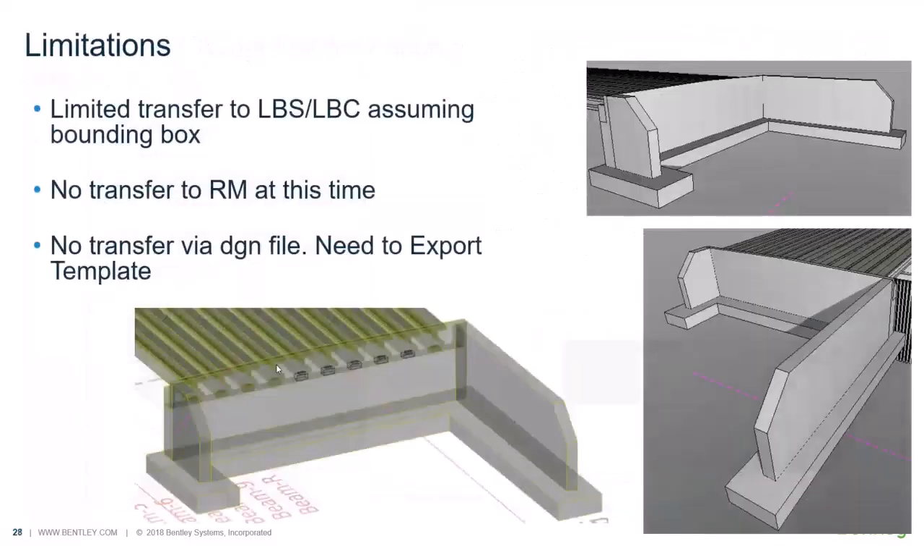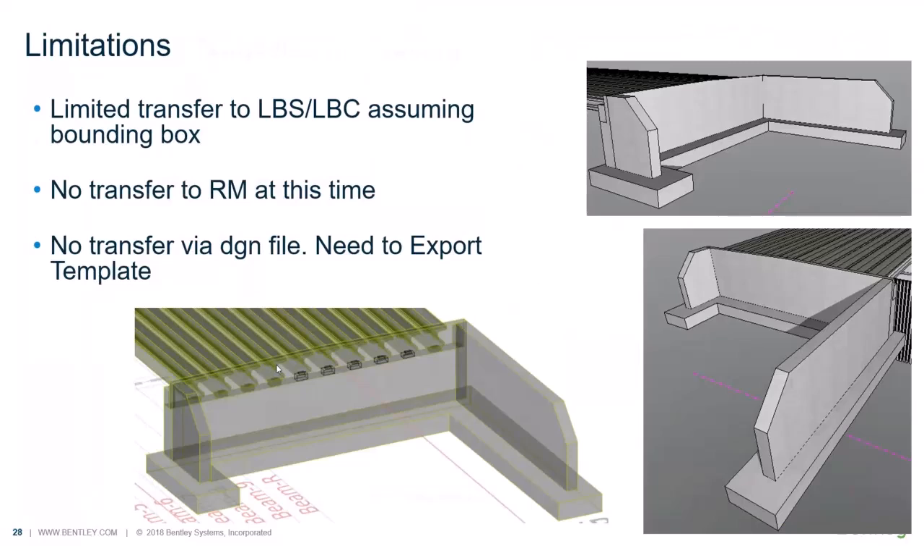Right? Now, as with any custom element, you have to be careful, because leverage concrete or leverage steel don't handle this, so they just assume a kind of bounding box. When you have that type, at this time, there is no transfer to RM, right? Then what you need to do, if you want the shape that you created to be used in another project, is export this template into an XML file.